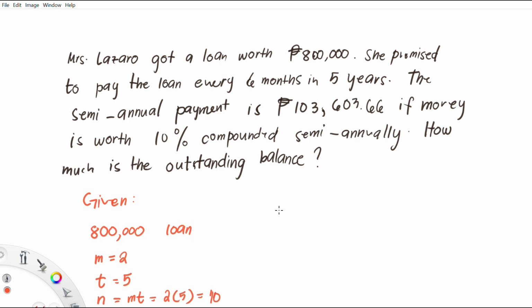Then the semi-annual payment is 103,603.66 pesos. This is what she's planning to pay every 6 months in 5 years. So this is our regular payment in semi-annual, which stands for R for regular. We have 103,603.66.